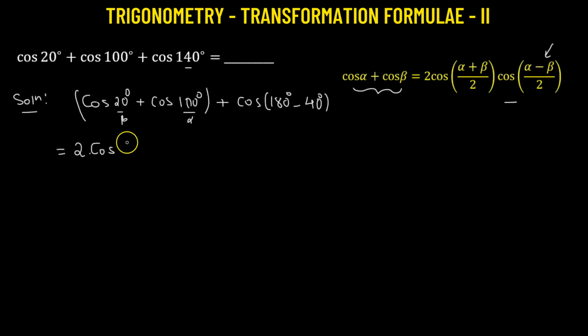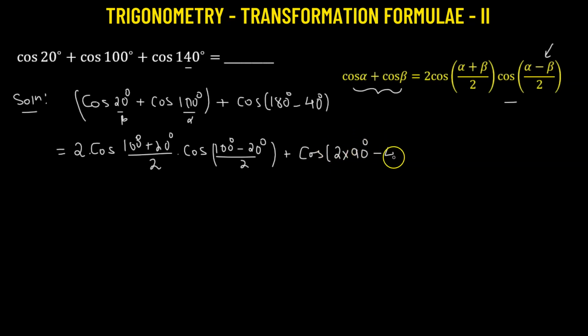So we have cosine of 100 plus 20, so that's alpha plus beta divided by 2, multiplied to cosine of alpha minus beta, so that's 100 minus 20 divided by 2. Fine. Plus cosine of 180 degree minus 40, so we can further simplify this to get cosine of 2 times 90 degree minus 40 degree. So this will be equal to 2 times cosine of 100 plus 20, so that's 120 degree divided by 2, times cosine of 80 degrees divided by 2. Plus, now we have cosine of 2 times 90 minus 40.